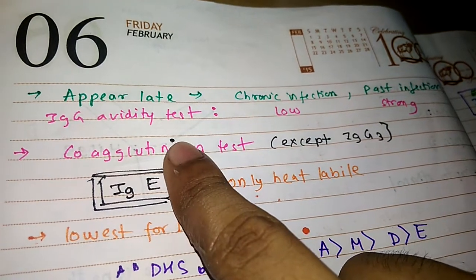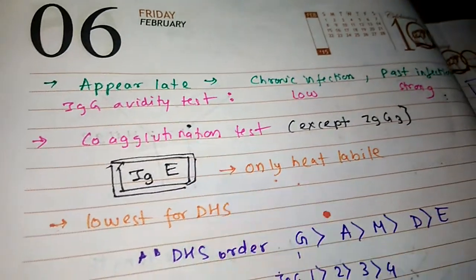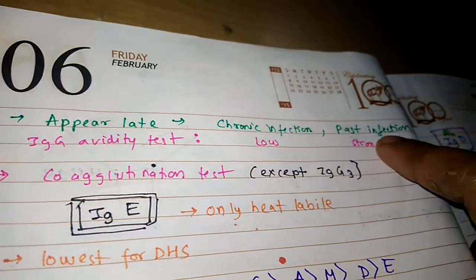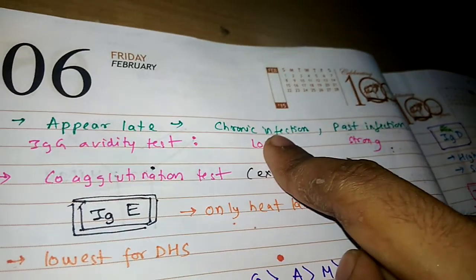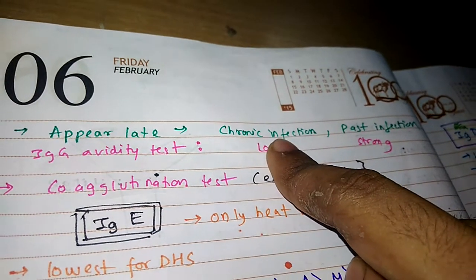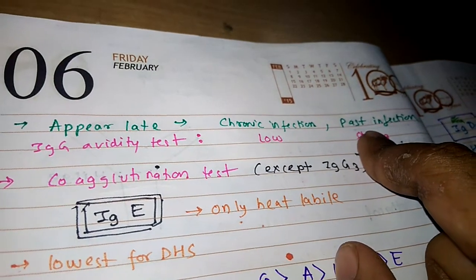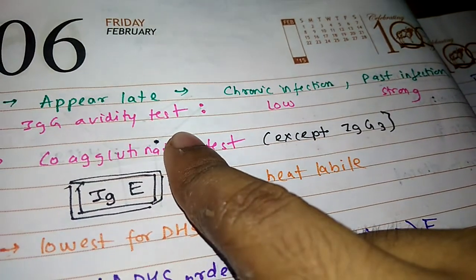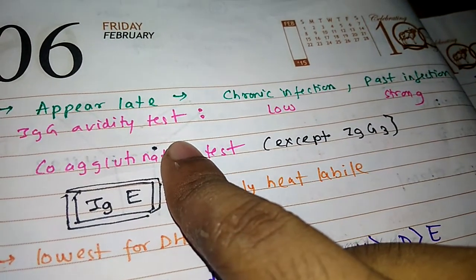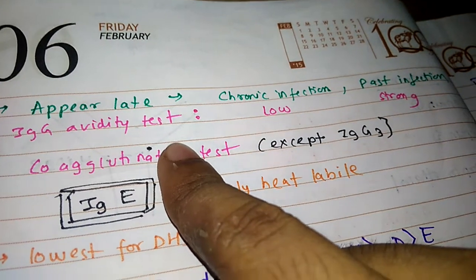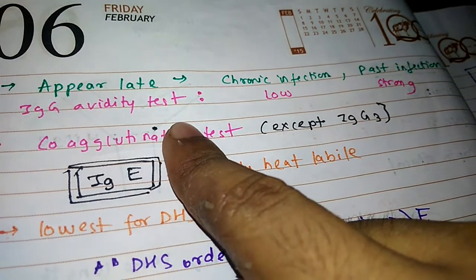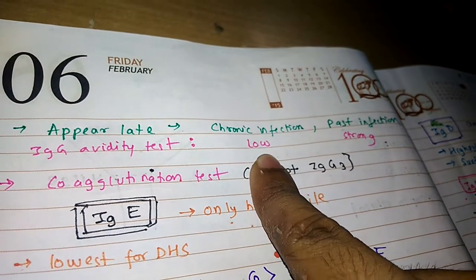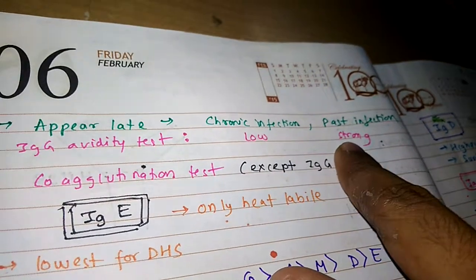And it is late to appear. IgG is said to be the antibody of a late chronic infection or past infection. It can be present during chronic infection or past infection. How will you identify whether it is a chronic infection or a past infection? Based on the avidity test, the IgG avidity test. What will happen to a bond with the passage of time? It will get strong or it will become weak. Of course, with the passage of time, our bond becomes very strong. So in chronic infection, the bond will not be that strong, so the avidity is low, whereas in past infection, it will be very, very strong.